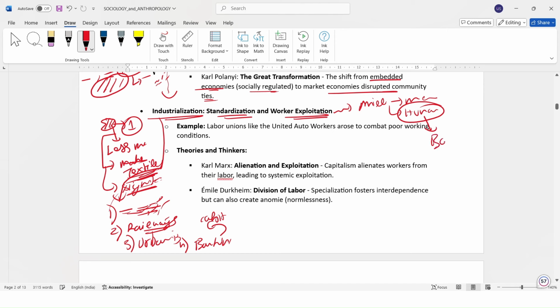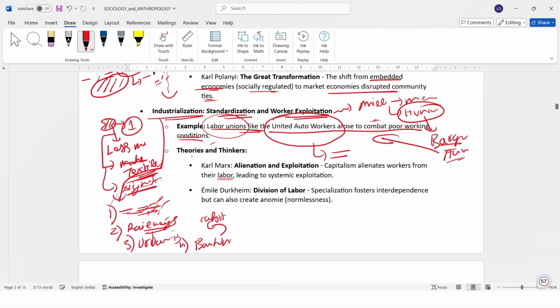Thus the bargaining powers of humans reduced, at least initially. And that's why you have a certain theory that labor unions like United Auto Workers arose to combat poor working conditions. United Auto Workers was an automobile manufacturing company, and their laborers made one of the first labor unions. So you have several theories.